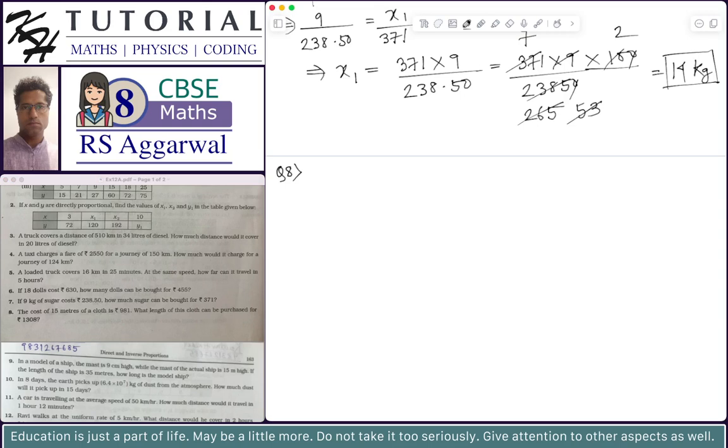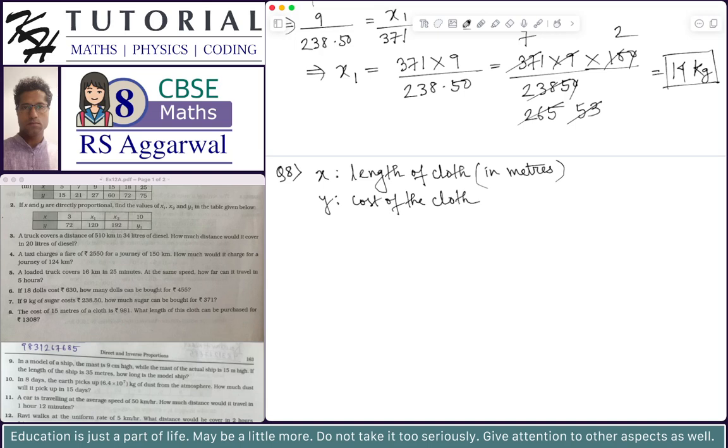So assuming that the cost of the cloth per unit length, that is the cost of the cloth per meter length, is the same, we can say that the two quantities involved are the length of the cloth and the cost of that particular length of the cloth. So let's say x is the length of cloth in meters, and let's say the quantity y represents the cost of the cloth.